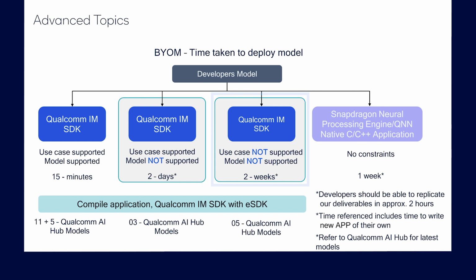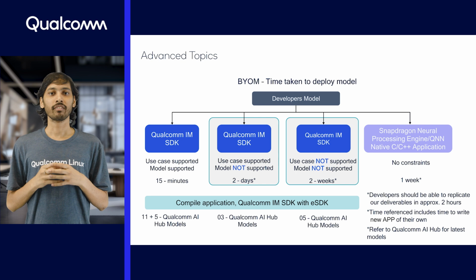In the third case, you may be trying to realize a new use case with a new model that are not currently supported in Qualcomm IM SDK. In this case, you need to spend approximately a couple of weeks to implement a new plugin and add support for the model. Please note that you will be able to easily replicate the steps given in AI developer document in a few hours. But the time you see here is required when you want to implement an application of your own. If a developer chooses to use AI SDK path, they can write unit test application with AI SDK APIs, and it would normally take 1 week.